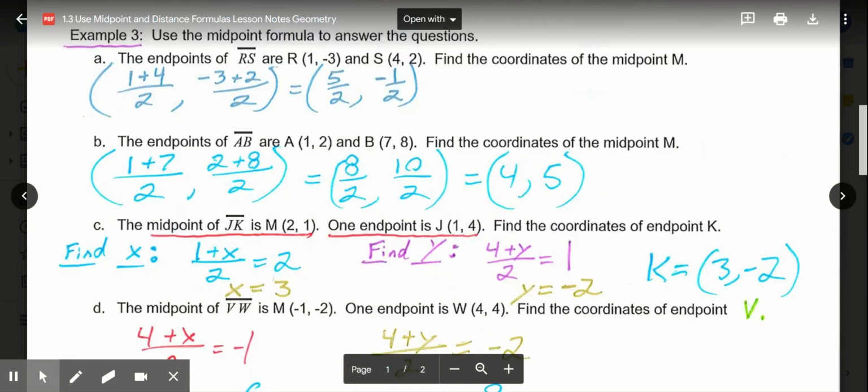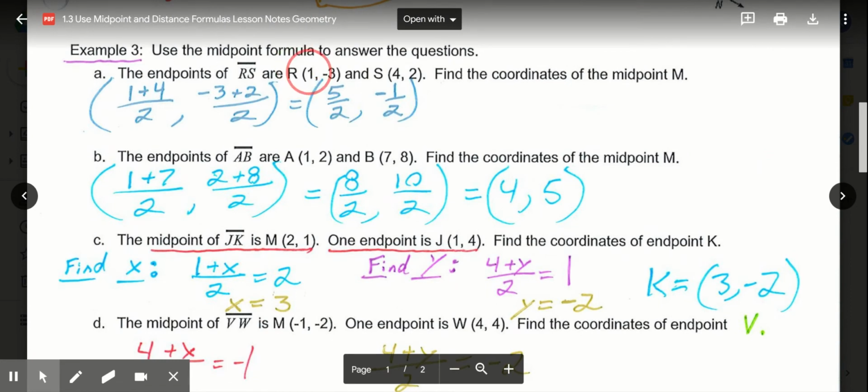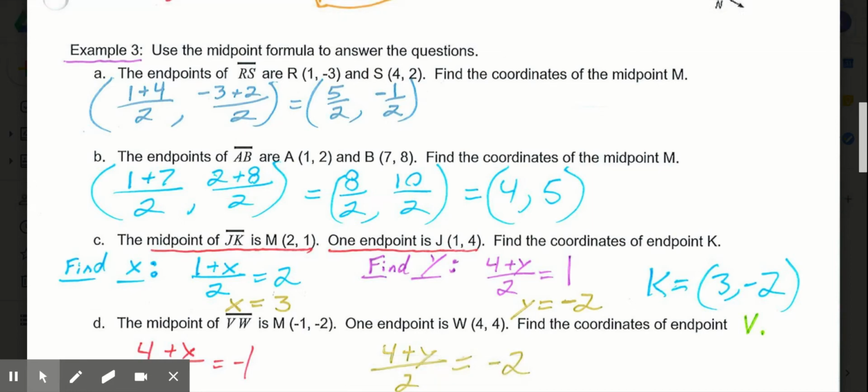So we'll go back to A here, and we'll take our x values, 1 and 4, add them and divide by 2, and our y values, -3 and 2, add them and divide by 2. So that gives us the points of 5/2 and -1/2. Now it's okay to leave those as improper fractions. If you wanted to write this as 2.5, comma, -0.5, that's the same exact thing.